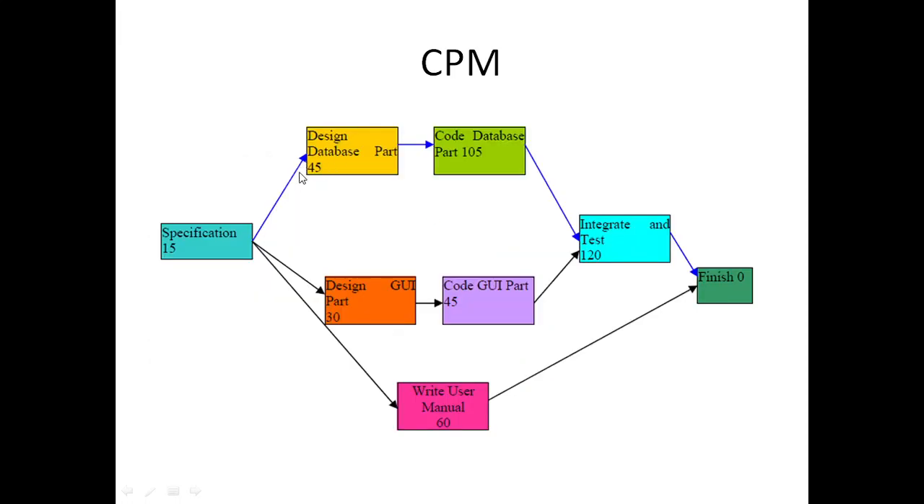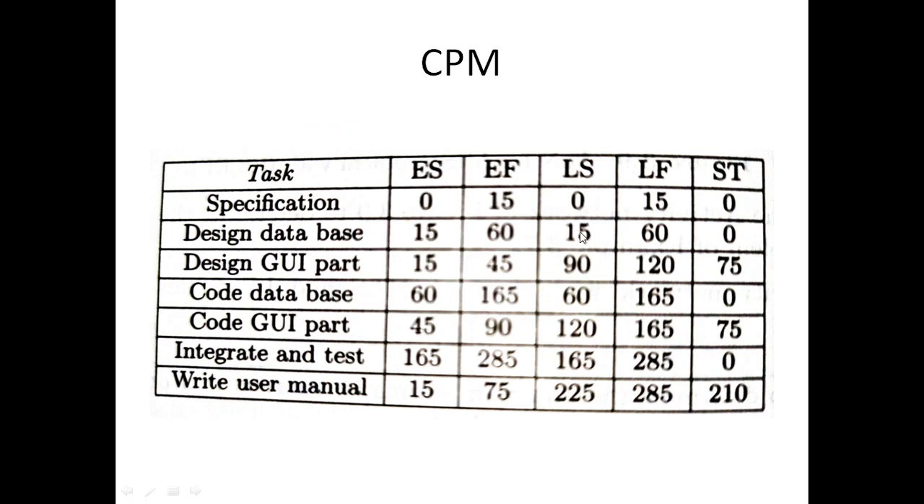And latest start time. Can we delay this task to some extent? We cannot delay it because it is in the critical path. This blue line represents the critical path. So we cannot delay it. The latest start time also is 15 days. Soon after the specification is over, we have to start that. That is why latest start is 15 and latest finish is 60, and slack time is 0 because it is a critical task. Similarly for GUI.